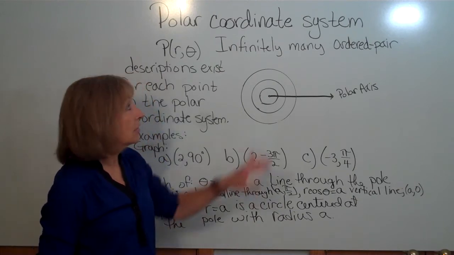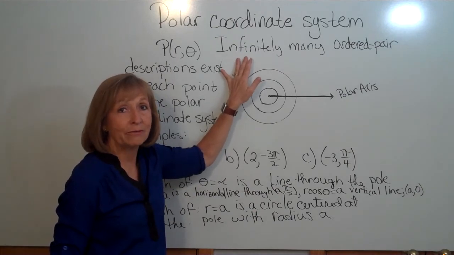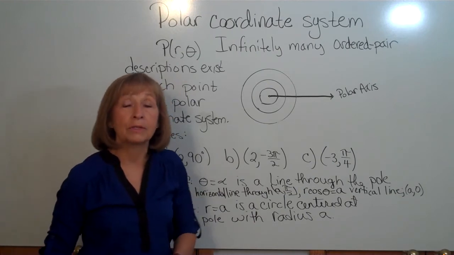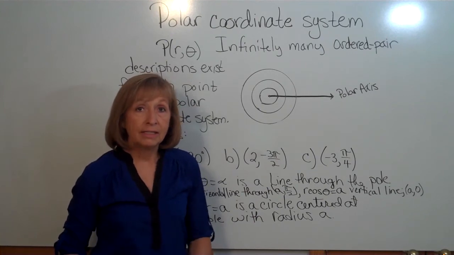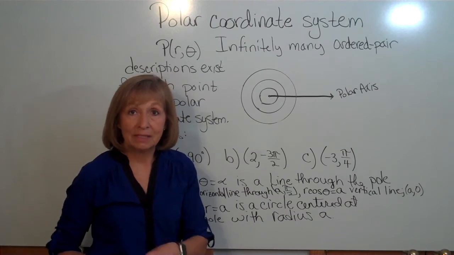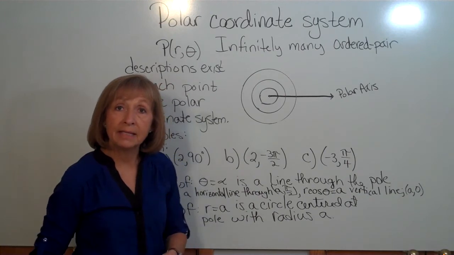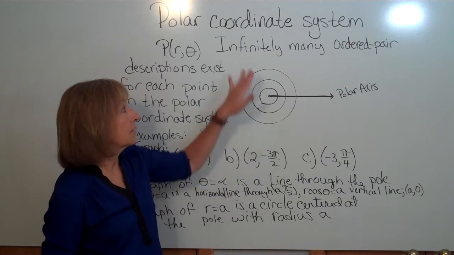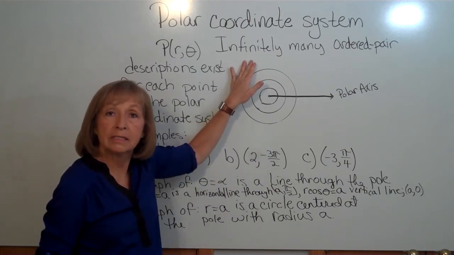Now the next thing that's also true in the polar coordinate system is that there are infinitely many different polar coordinates for the same point in a polar coordinate system. That wasn't true in the rectangular coordinate system. In the rectangular coordinate system, every point had a name, and that name was specific to that point. So there was a one-to-one correspondence between the point in the plane and the coordinates that defined it. In the polar coordinate system, we'll see that you can name a specific point in the polar coordinate system many different ways.